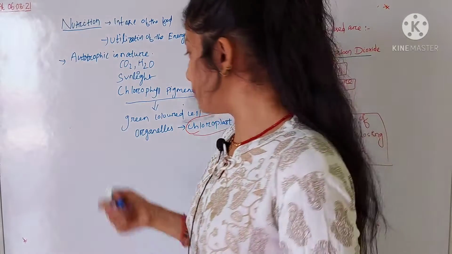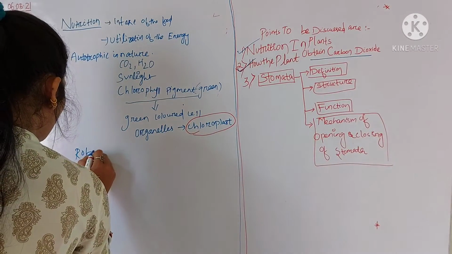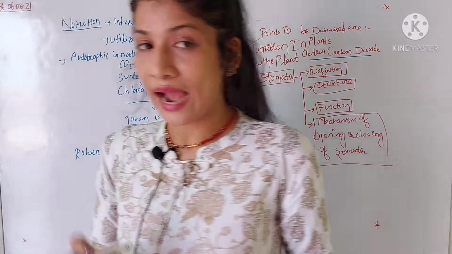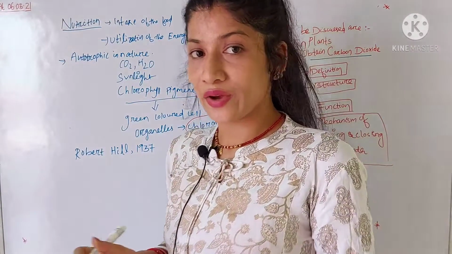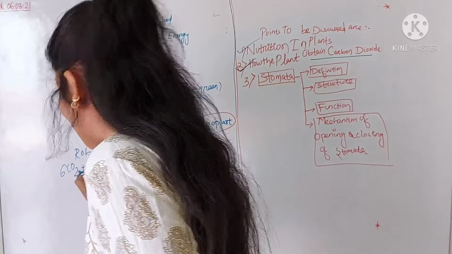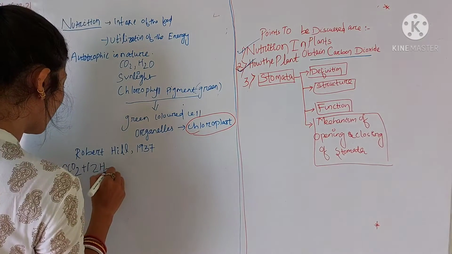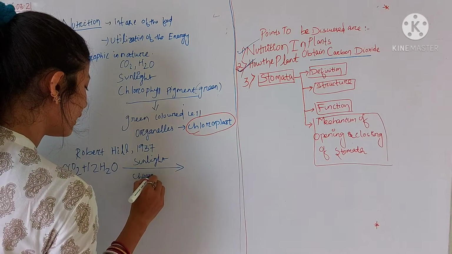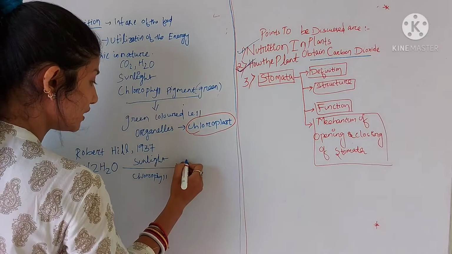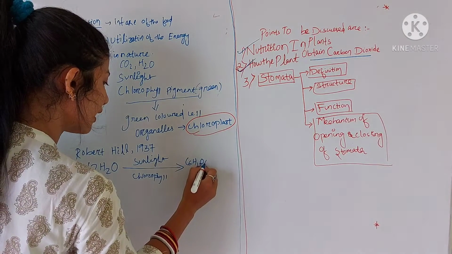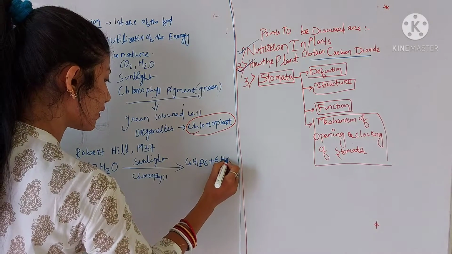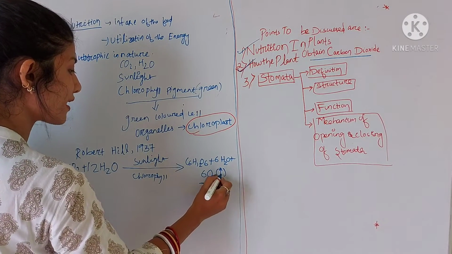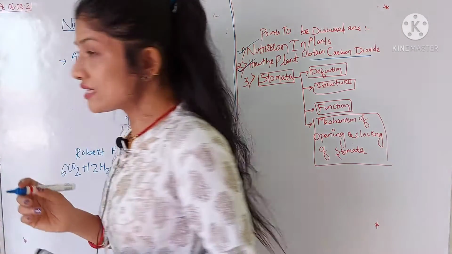Then scientist Robert Hill in 1937 experimented that when 6 molecules of carbon dioxide combine with 12 molecules of water in presence of sunlight and chlorophyll pigment, it gives rise to 1 molecule of glucose, which is a simple sugar, and 6 molecules of water with 6 molecules of oxygen.